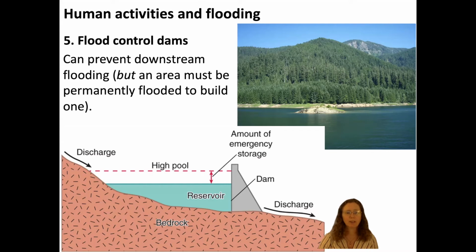Let's talk about some of the things that humans can do to try to mitigate or reduce the impacts of flooding. Let's start with dams. Dams are walls that hold back water in a stream. They can be built for a variety of purposes, one of which is flood control.